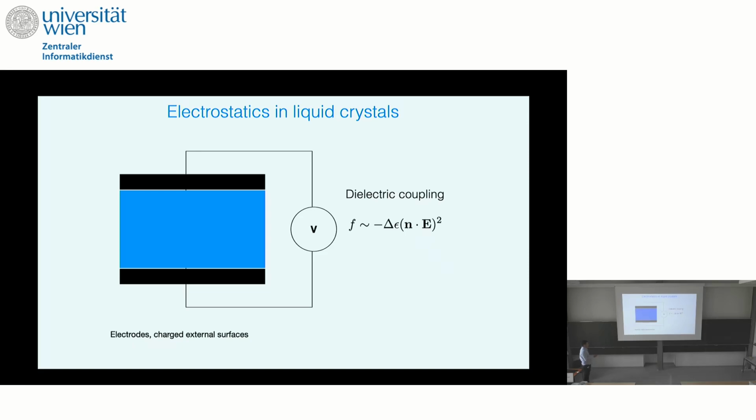So what this dielectric coupling does is that depending on the sign of this delta epsilon, the liquid crystal either aligns with the electric field or doesn't want to align. This kind of coupling is, for example, used in LCD screens. If you have an LCD screen, it's basically a Frederiks effect, it's called. It stems from the fact that you have dielectric anisotropy.